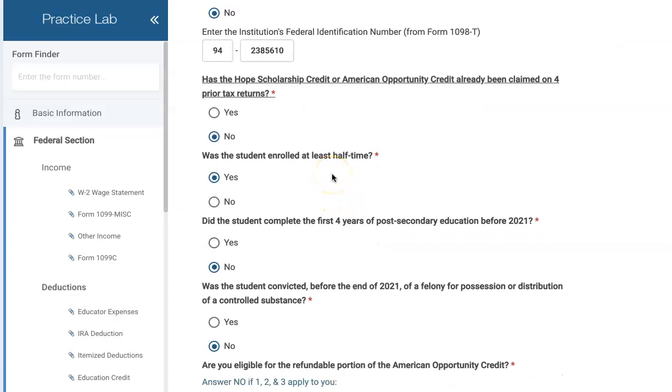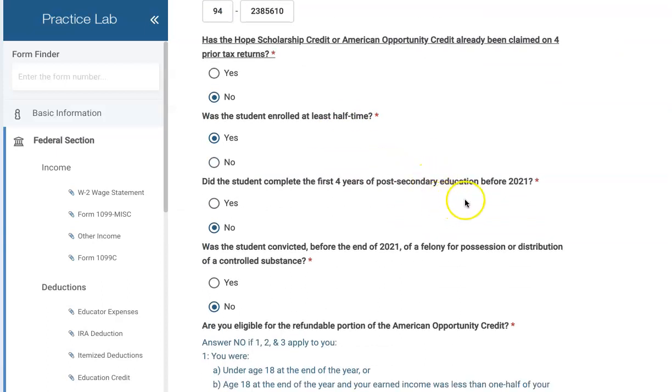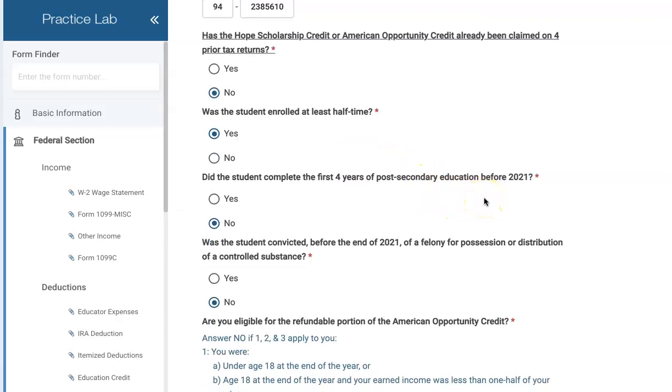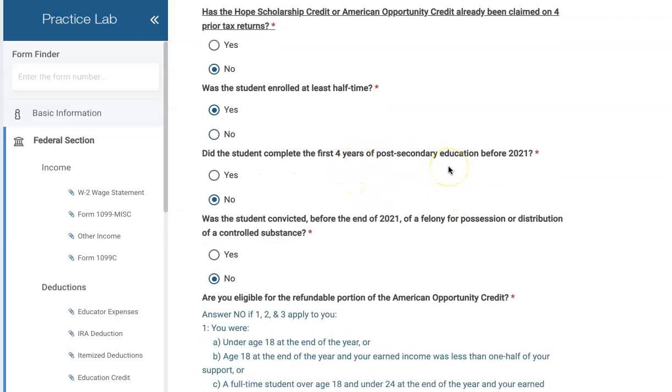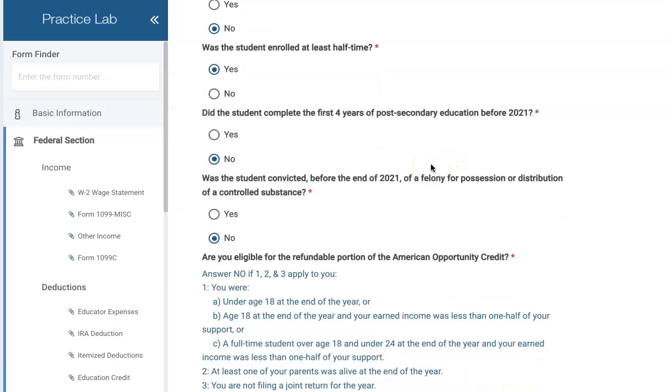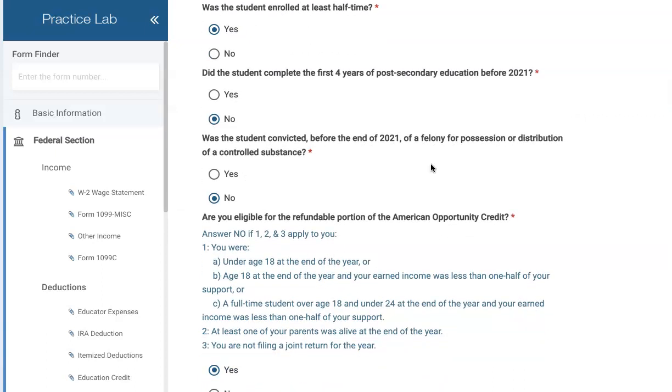The box on the 1098-T, there's a box that says whether the student was enrolled at least half-time. That needs to be marked as yes. Here's the question, basically, whether the student finished their equivalent of a bachelor's degree. They don't have to actually have a degree, but if they've done 4 years of post-secondary education before 2021 starts, then they're not eligible for the AOC.